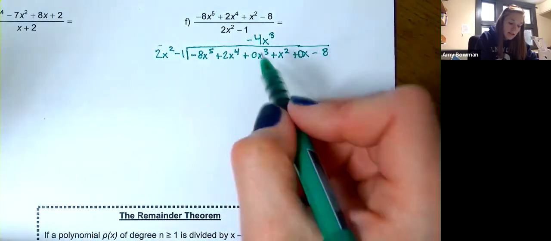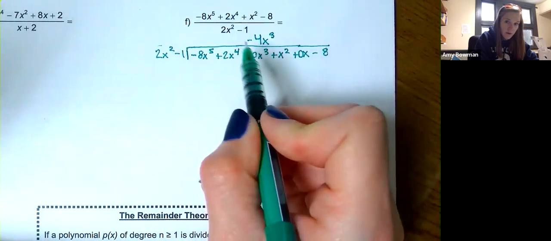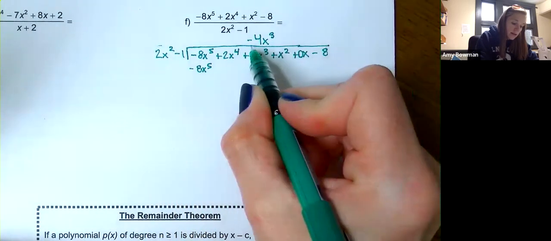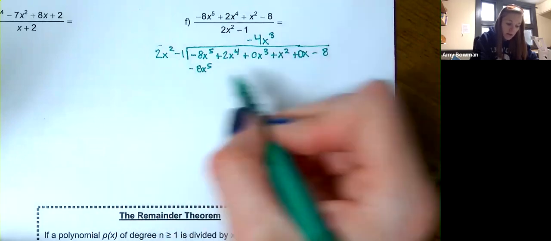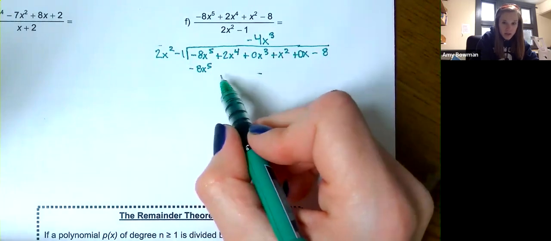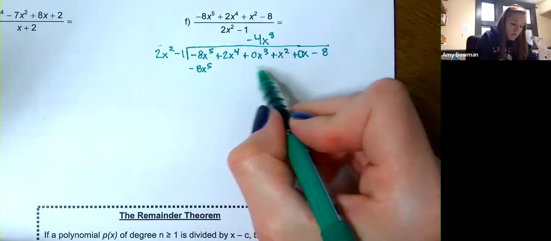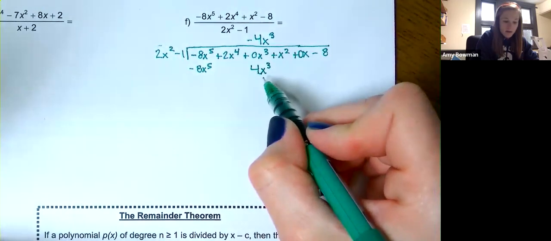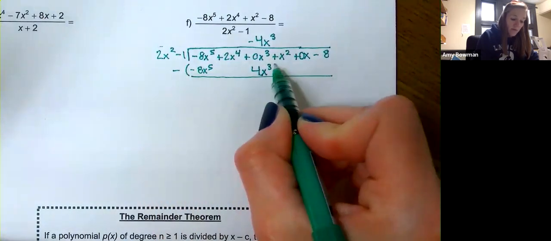Then I take the negative 4x cubed and multiply it by the entire divisor. So negative 4x cubed times 2x squared is negative 8x to the 5th. And negative 4x cubed times negative 1 is positive 4x cubed. So this is an example where polynomial long division would be tricky to do here. So the positive 4x cubed, we're going to put that underneath our x cubed term here. Draw that line, and we're going to subtract that away.